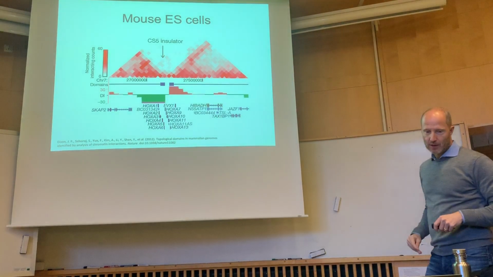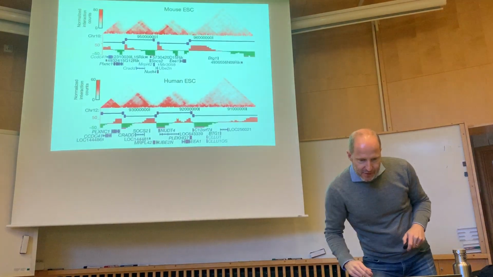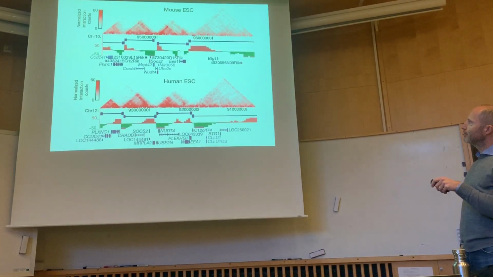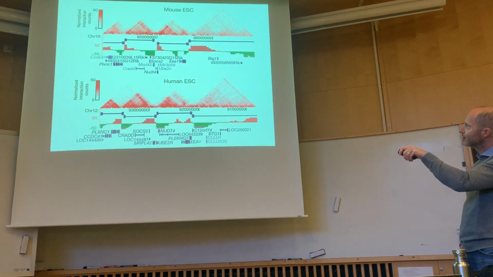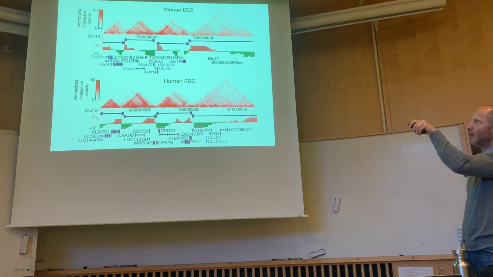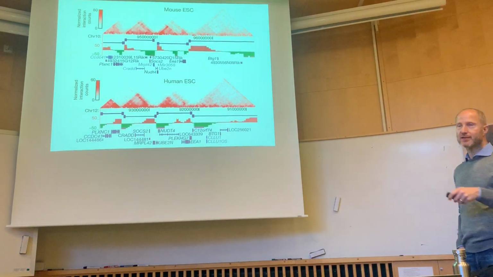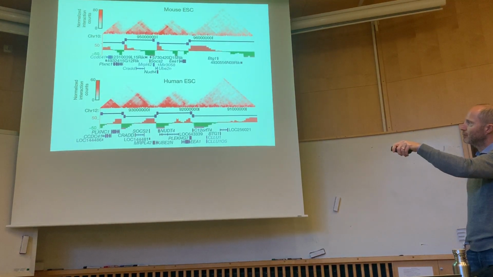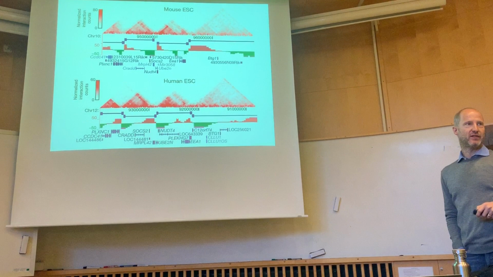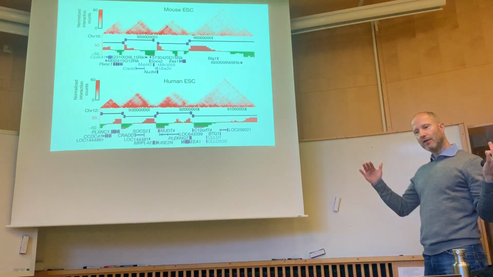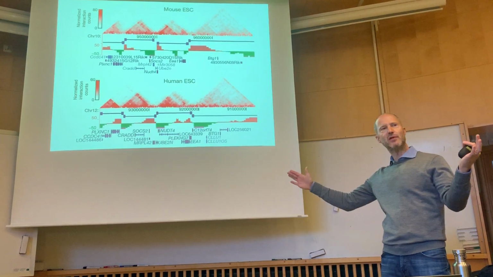Maybe this is even bigger. Before I go into some more details, we do this in two different species. In mouse, these are embryonic stem cells, and somebody did the same thing in human embryonic stem cells, and here we look at gene regions which are syntenic. When we talk about synteny, we mean that these regions are comparable between species.